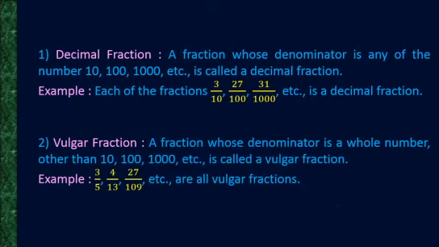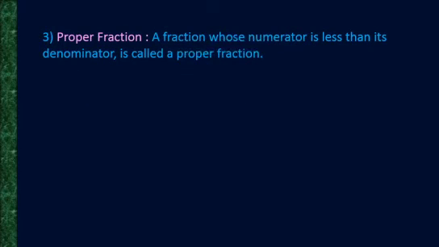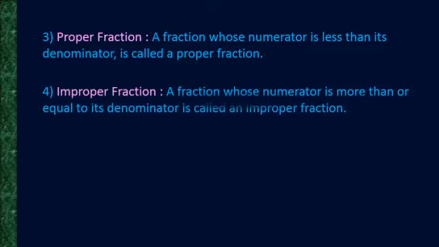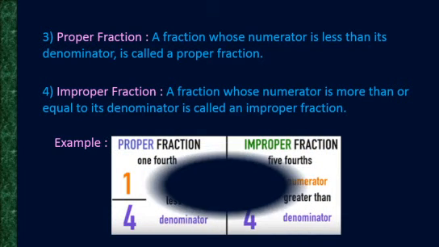Vulgar fraction. A fraction whose denominator is a whole number other than 10, 100, 1000 is called a vulgar fraction. Proper fraction. A fraction whose numerator is less than its denominator is called a proper fraction. Improper fraction. A fraction whose numerator is more than or equal to its denominator is called an improper fraction.